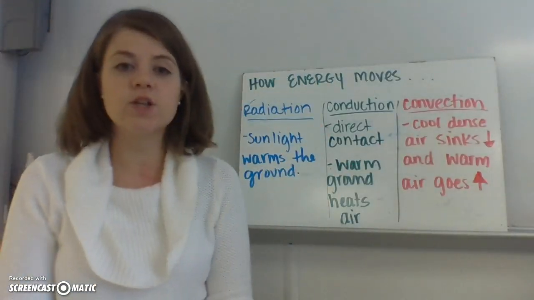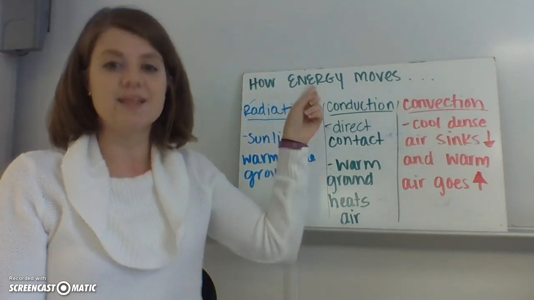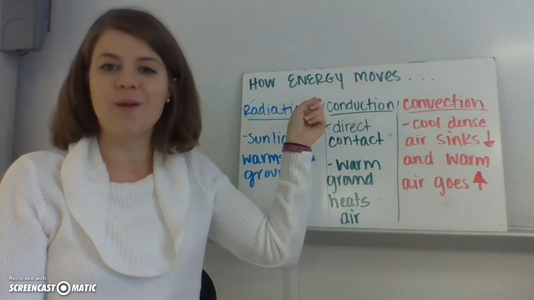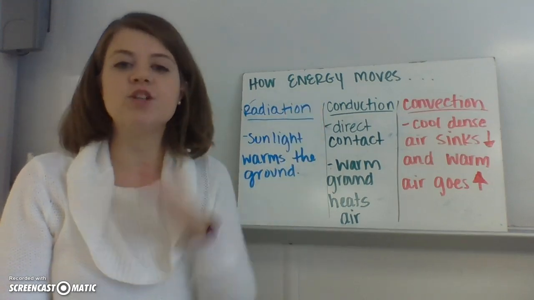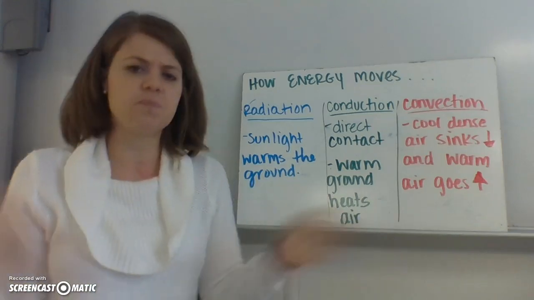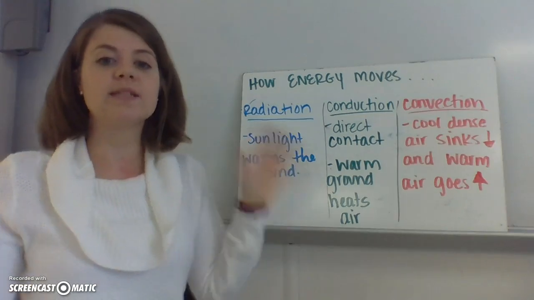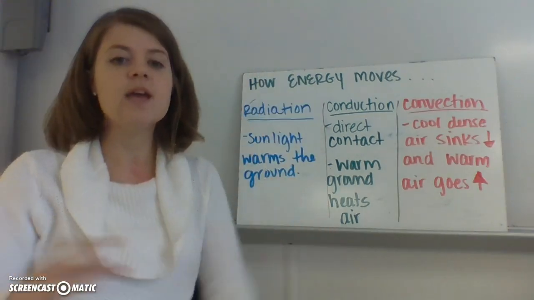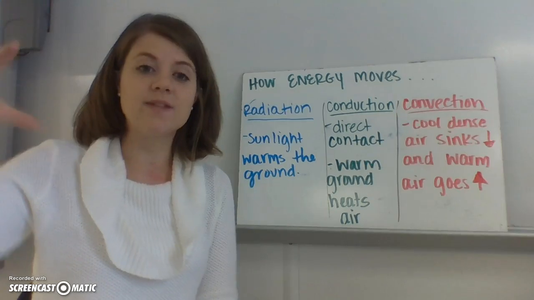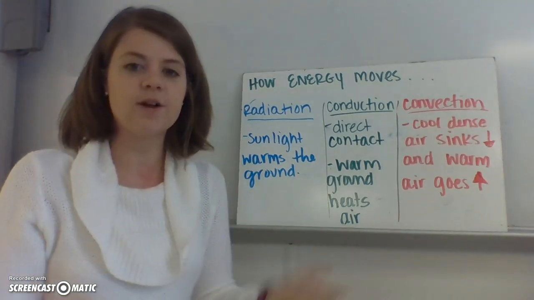So before we start talking about the different levels of the atmosphere, we need to talk about this word, right? I told you it's not going away. Energy. How does energy move through all of that air? Well, first it starts with radiation. This is when sunlight warms the ground, okay? So those heat waves are warming up the ground here on Earth.